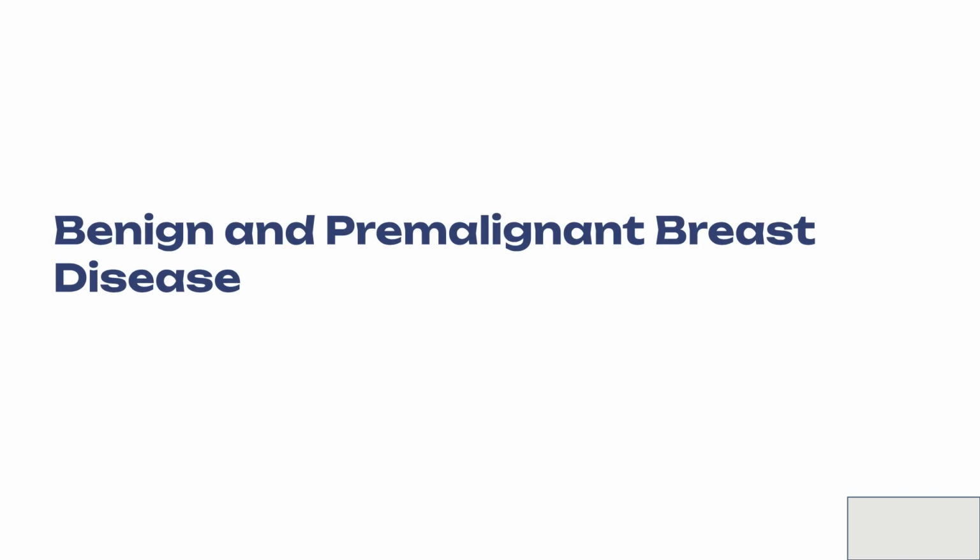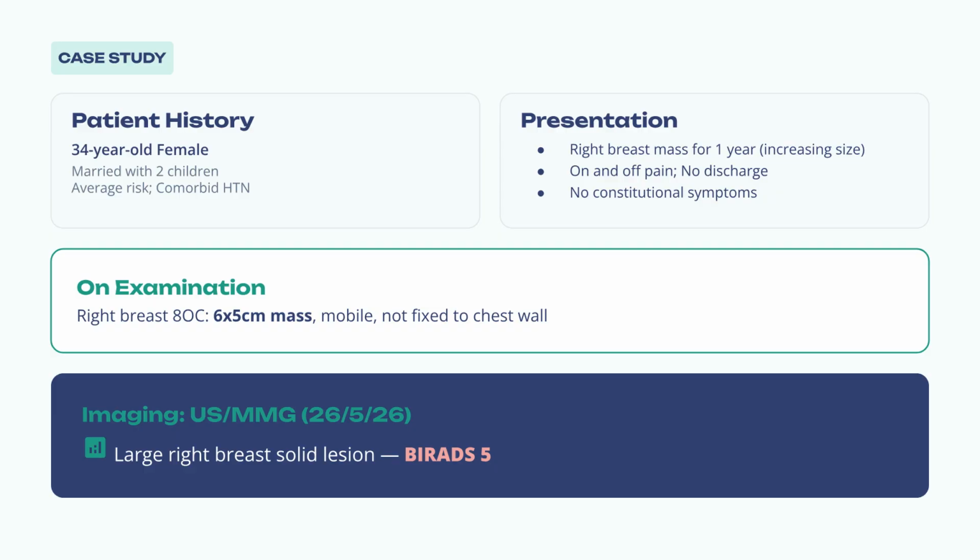Welcome to this video on benign and premalignant breast disease. We will cover definitions, common conditions, identification of high-risk lesions, and surveillance strategies. Let's begin with a case study of a 34-year-old female presenting with a palpable right breast mass.